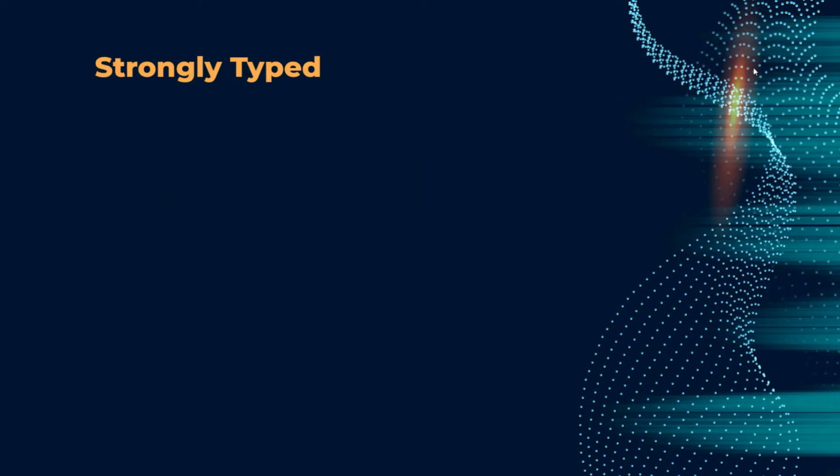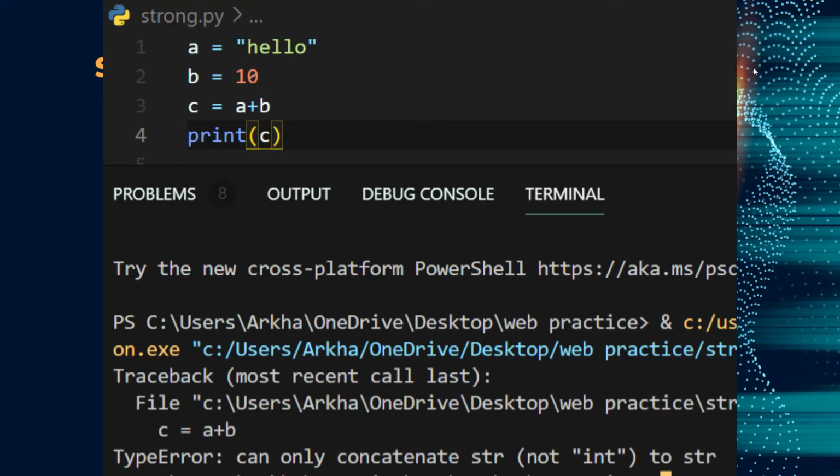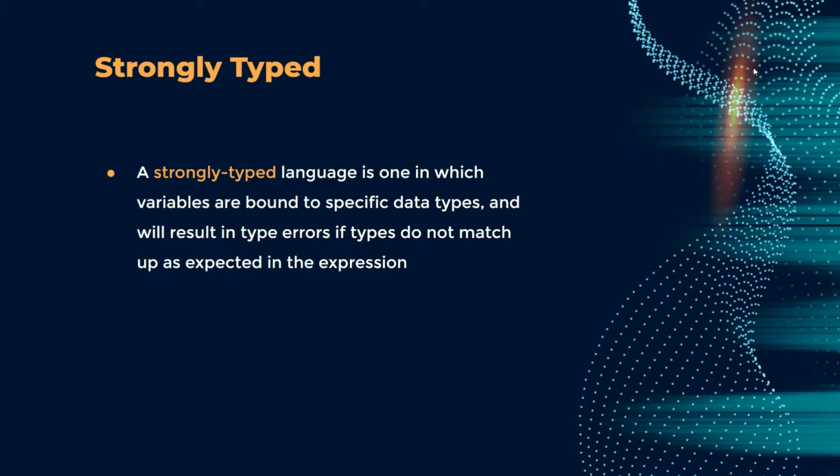In strongly typed languages, variables are strongly bound to the data types. That means if you perform an operation on two variables of different data types, it will result in an error. That is, there is no chance of implicit type conversion. This is applicable to both statically and dynamically typed languages. And examples of strongly typed languages are Python and Java.